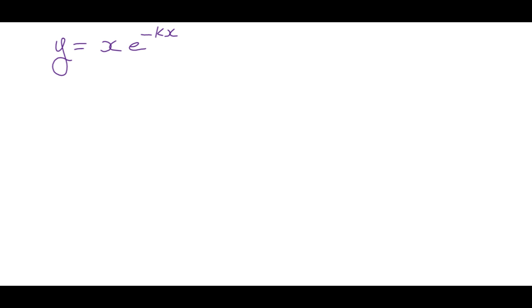Okay, y equals x times e to the negative kx. So we have a product, right? We've got x times something, and then we've got e to the negative kx, so there's a chain rule there, right? So product says we take the x times the derivative of e to the negative kx, which is e to the negative kx, times the derivative of negative kx, which is negative k.